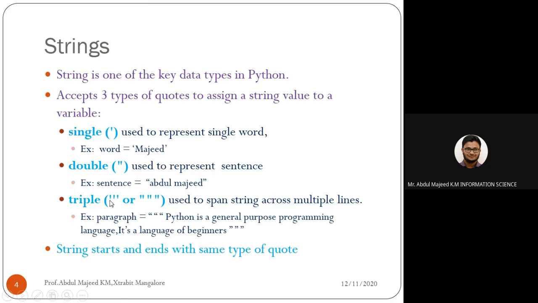Third one, triple quote, is used to span a string across multiple lines. Example, we are creating a string called paragraph. The text assigned to paragraph is: Python is a general purpose programming language. It's a language for beginners. You can see it starts with triple quote and ends with triple quote. A string starts and ends with the same type of quote. If you start with a single quote, you have to end with a single quote. If you start with a double quote, you have to end with a double quote. And if you start with a triple quote, then you have to end with a triple quote.